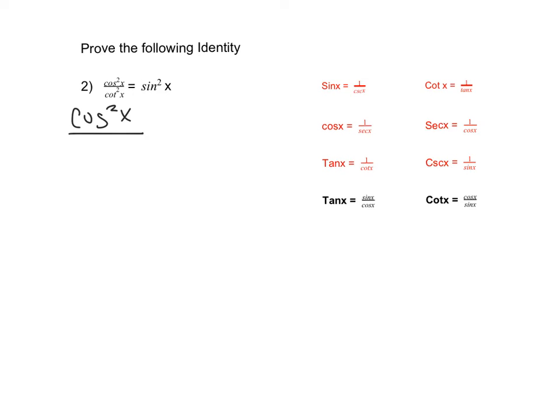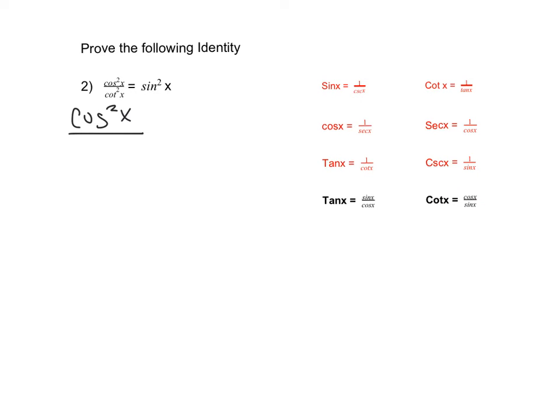But the denominator, I'm going to change cotangent. Now I'm not going to change cotangent to 1 over tangent. I'm not going to use this one. That's not helpful. Most of the time you're not going to use that. But I'm going to use this one here that has cosine and sine in it because I want to get cosine and sine in my problem.